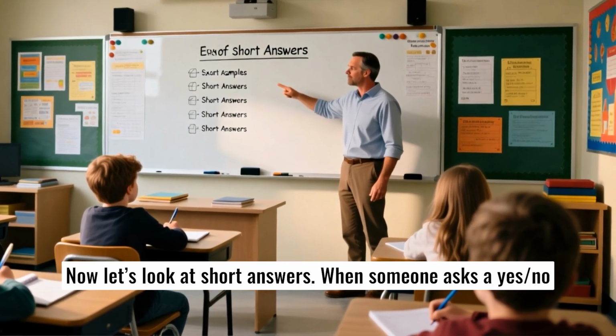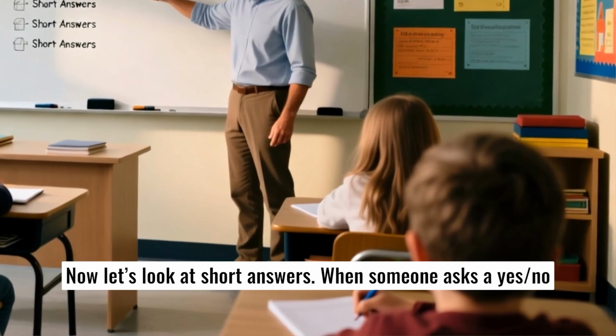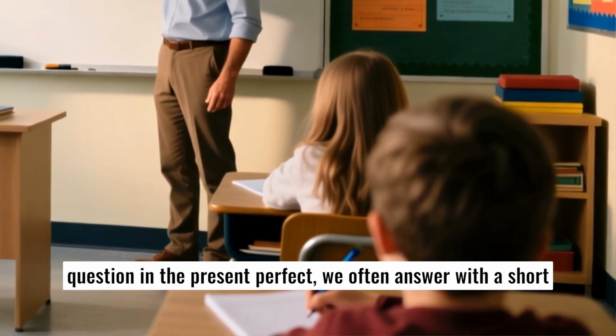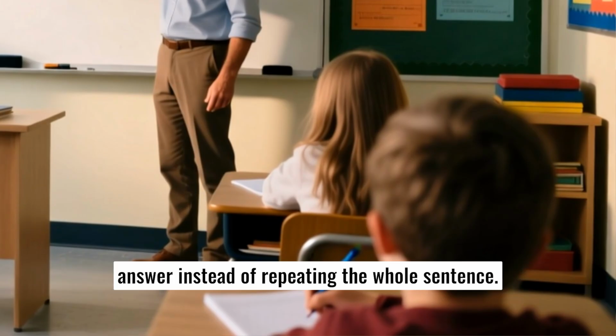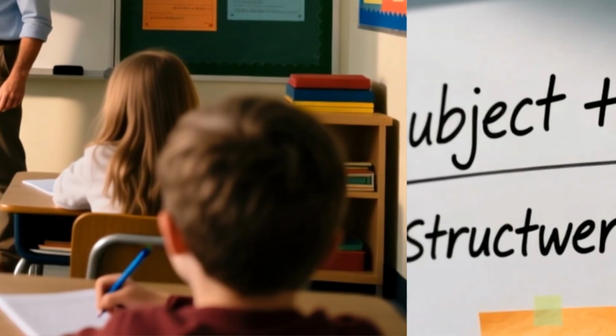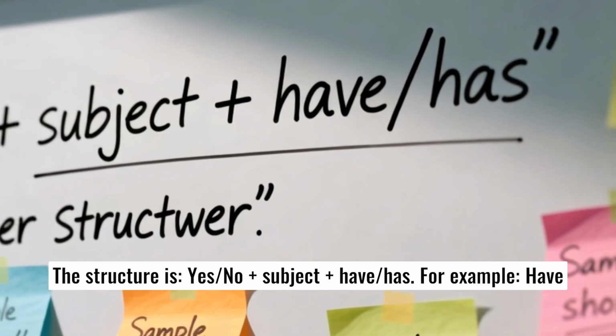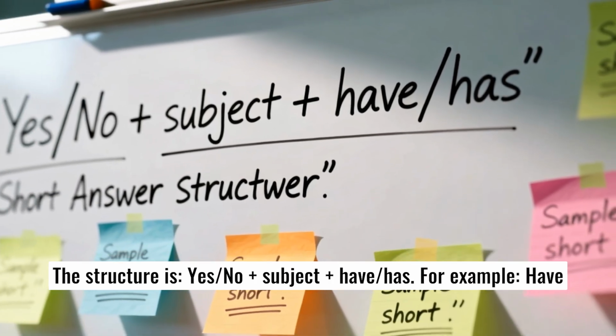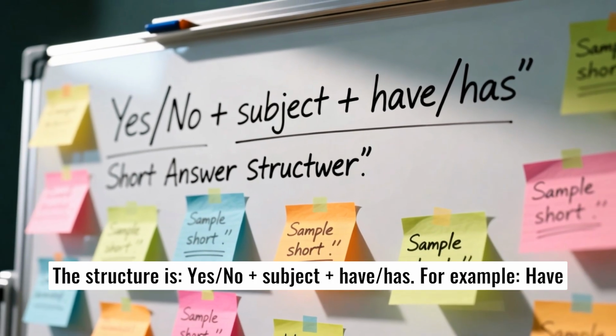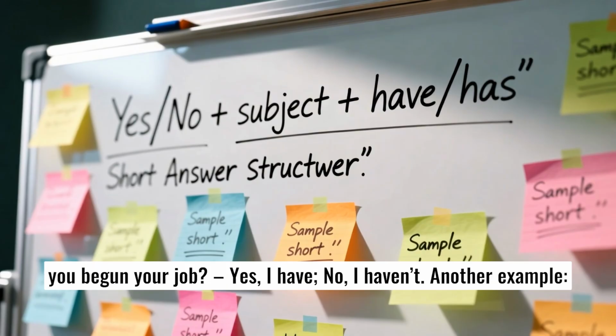Now let's look at short answers. When someone asks a yes or no question in the present perfect, we often answer with a short answer instead of repeating the whole sentence. The structure is yes or no plus subject plus have or has. For example, have you begun your job? Yes, I have. No, I haven't.